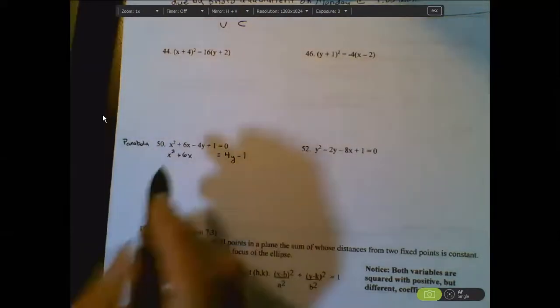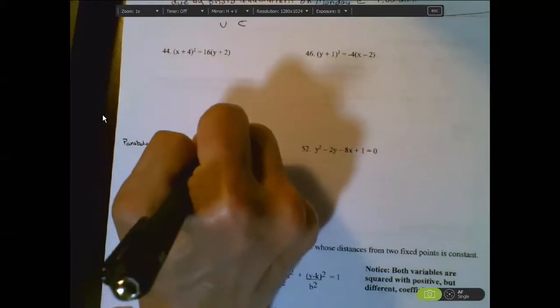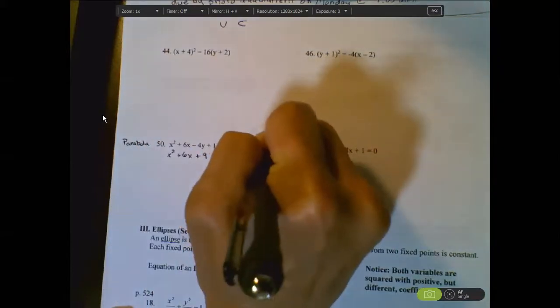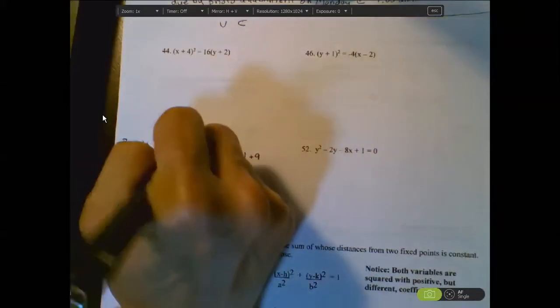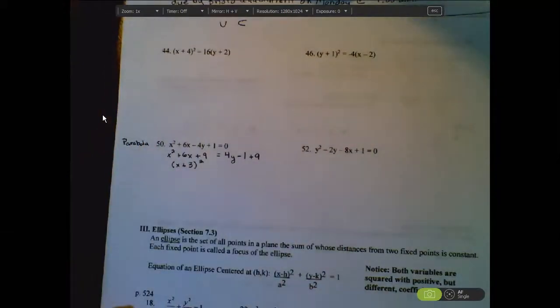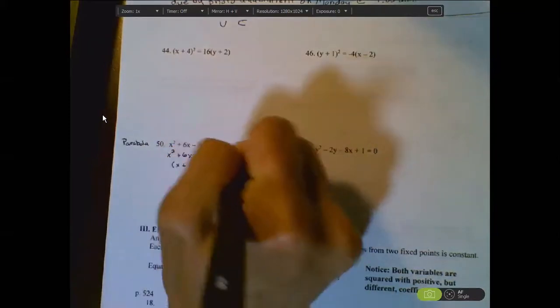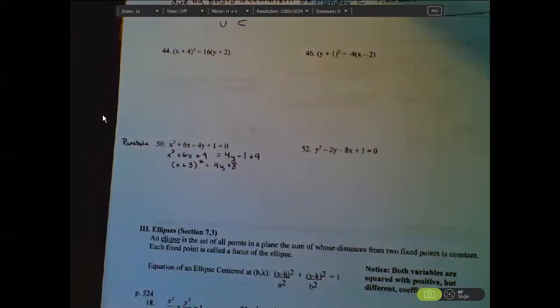9. You say half of 6 is 3. 3 squared is 9. If I add 9 to the left, I have to add 9 to the right. And that left-hand side factors into X plus 3 squared. That's why I wanted to complete the square so I could factor it. The right-hand side cleans up to be 4Y plus 8. And now we're ready to get that Y by itself.